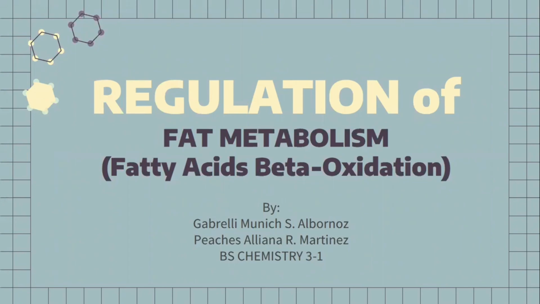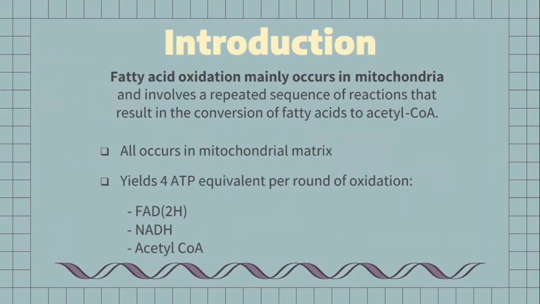To introduce the fatty acid oxidation, it mainly occurs in the mitochondria and involves a repeated sequence of reactions that result in the conversion of fatty acids to acetyl-CoA. All of the enzymes involved for oxidation are found in the matrix of mitochondria. Also, we have to take note that it yields 4 ATP per round of oxidation. It is in the form of FADH2 molecule, NADH molecule, and acetyl-CoA molecule.